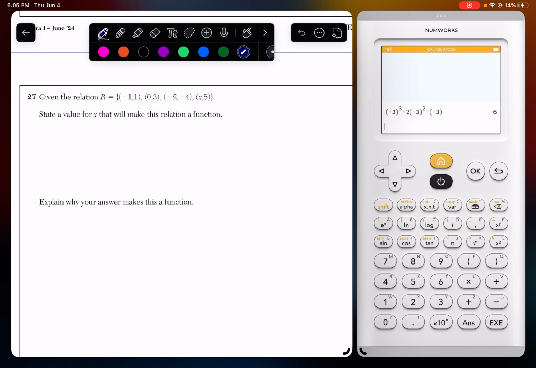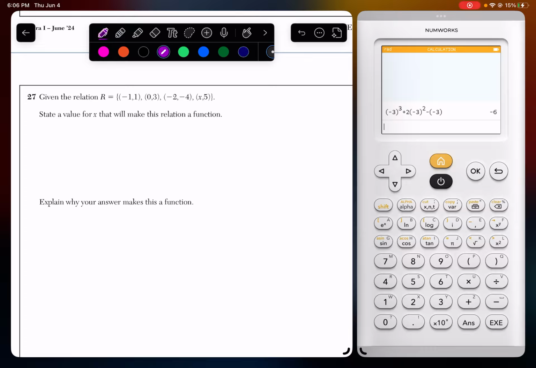Question 27, given the relation r is equal to, and then they gave me a set of points. First point is -1, 1, second point is 0, 3, third point is -2, -4, and the fourth point is x, 5. State a value of x that will make this relation a function.